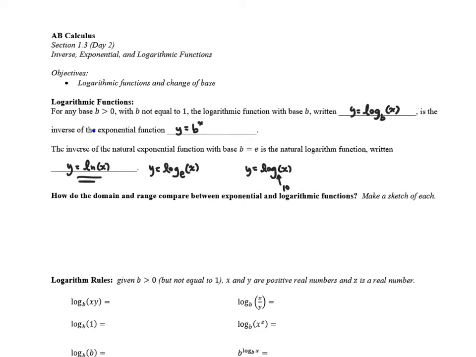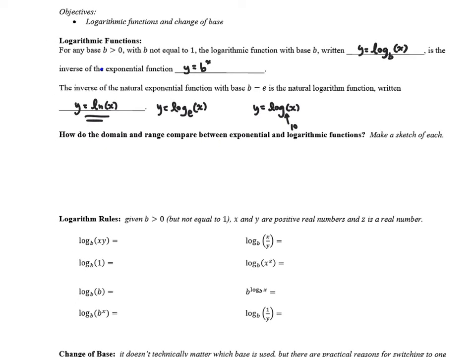How do the domain and range compare between exponential and logarithmic functions? Let's look specifically at e to the x and ln of x. e to the x is an exponential function. It's got a horizontal asymptote at y equals 0. It goes through the point (0, 1). Another point is the point (1, e), and a third point would be the point (-1, 1 over e). That is the function y equals e to the x.